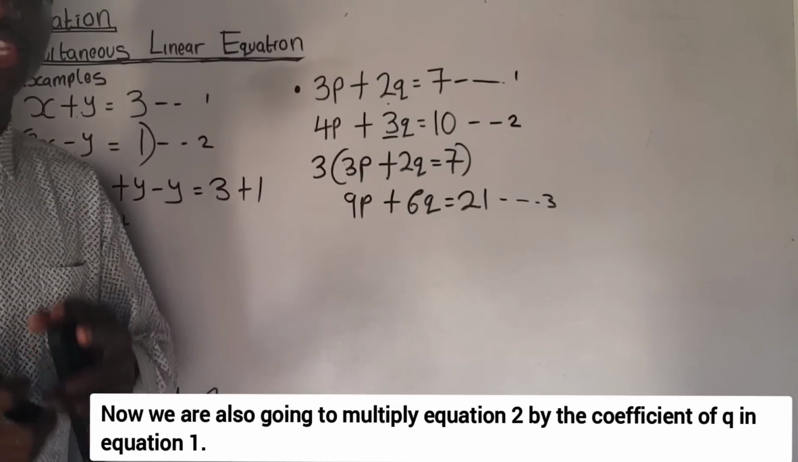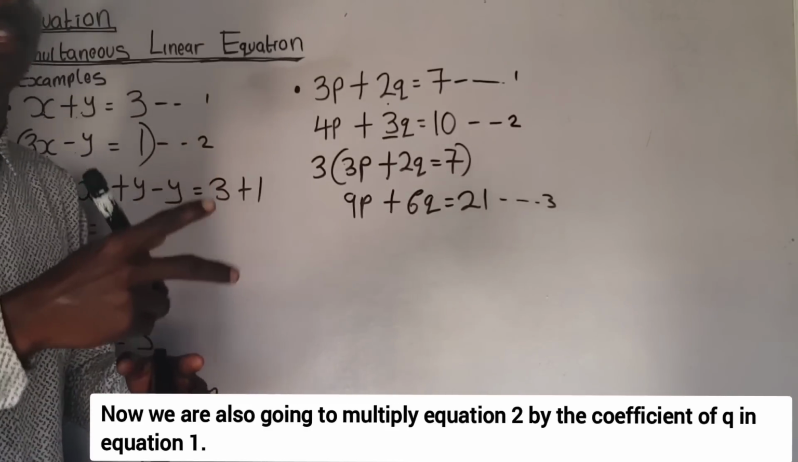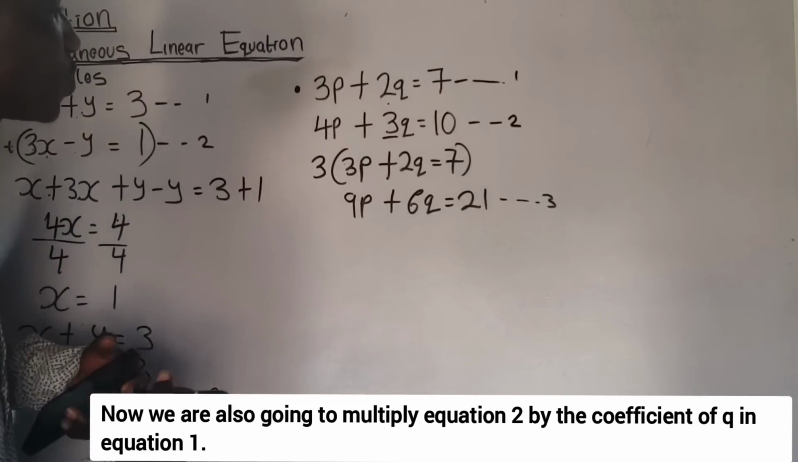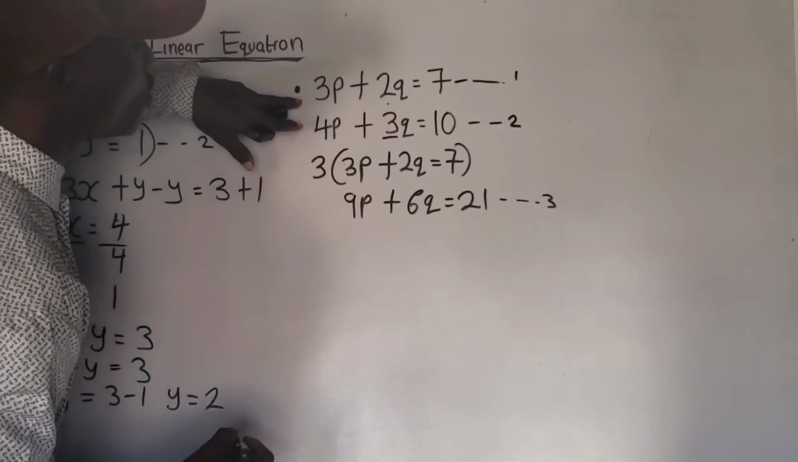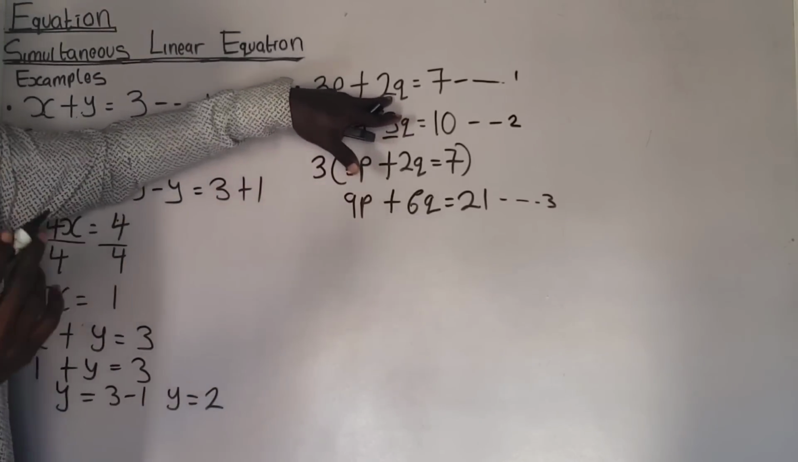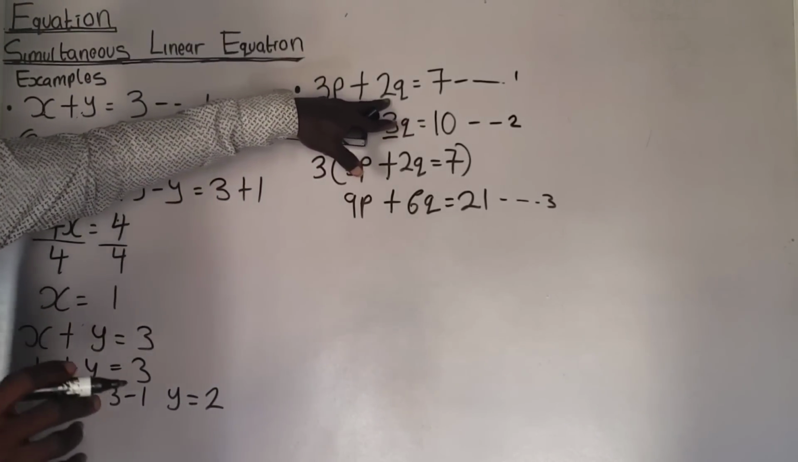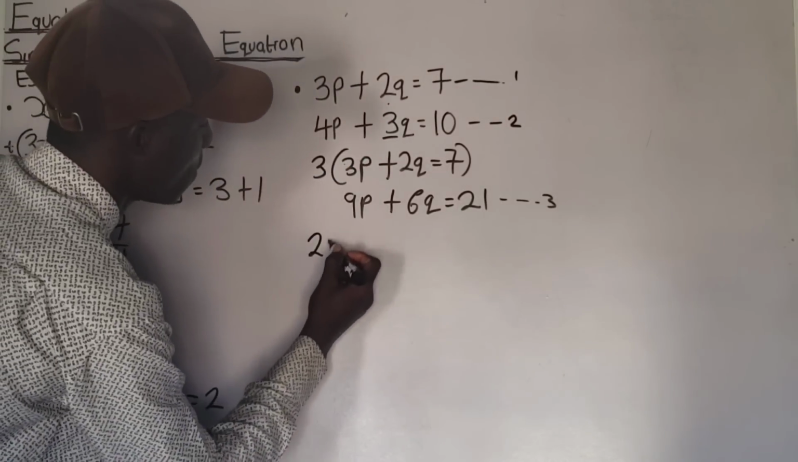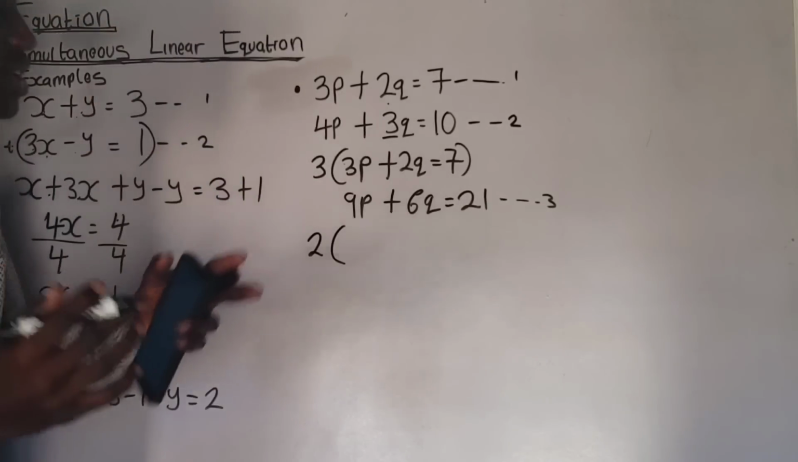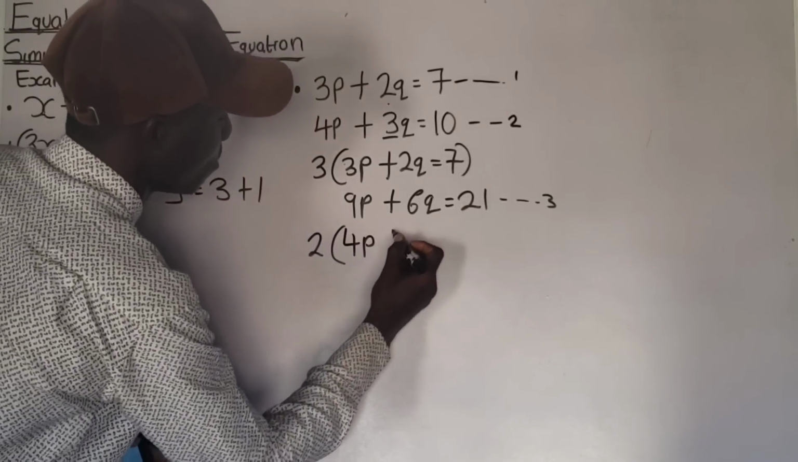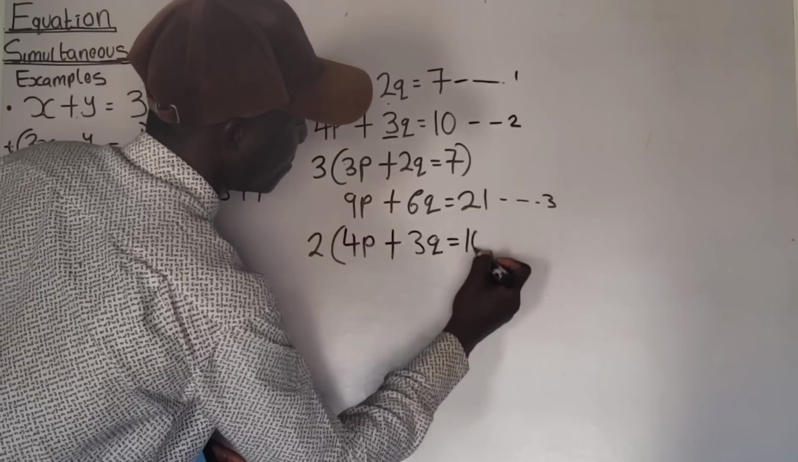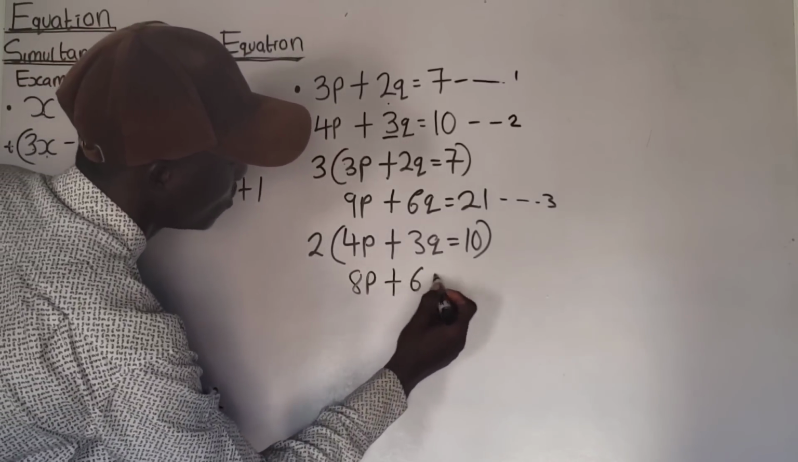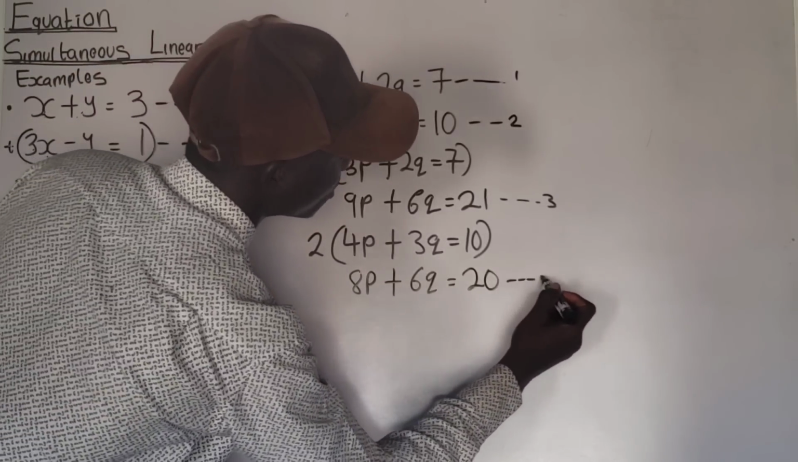I'm going to multiply the whole equation 2 by the coefficient of q in equation 1. In that case, the coefficient of q in both equations will be the same. The coefficient of q in equation 1 is 2. Please pay attention, it's simple. So I'm going to have 2 multiplied by the whole equation 2: 4p plus 3q equals 10. So I'm going to have 8p plus 6q is equal to 20. Let us call this equation 4.